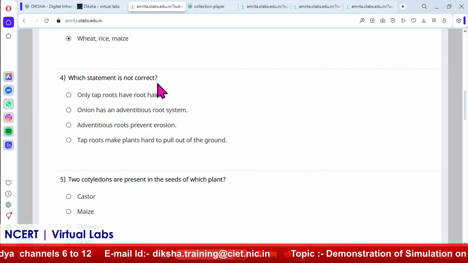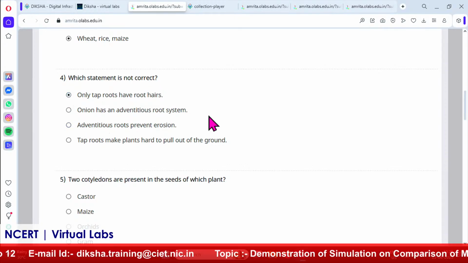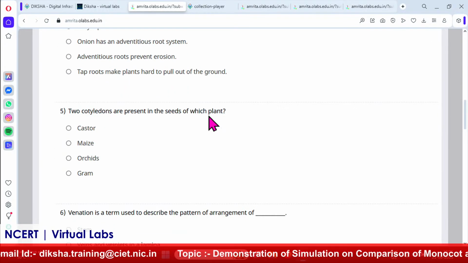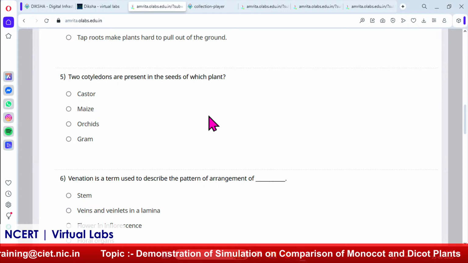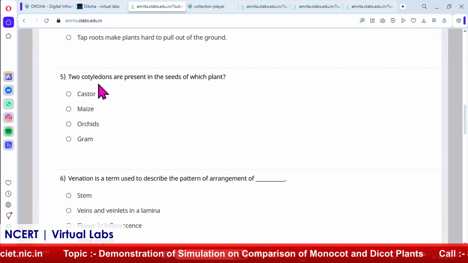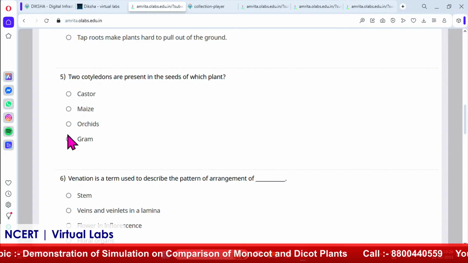Which statement is not correct? Only taproots have root hairs. I think the first one. How can you answer all the questions correctly? I'm a good student. Two cotyledons are present in the seeds of which plant? Gram. Okay, great.